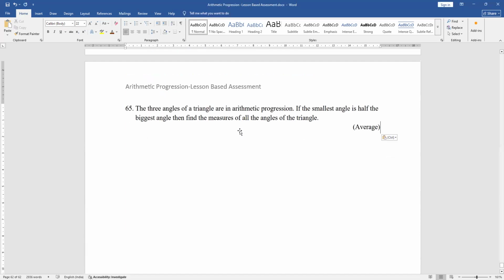The three angles of a triangle are in arithmetic progression. If the smallest angle is half the biggest angle, then find the measures of all the angles of the triangle.